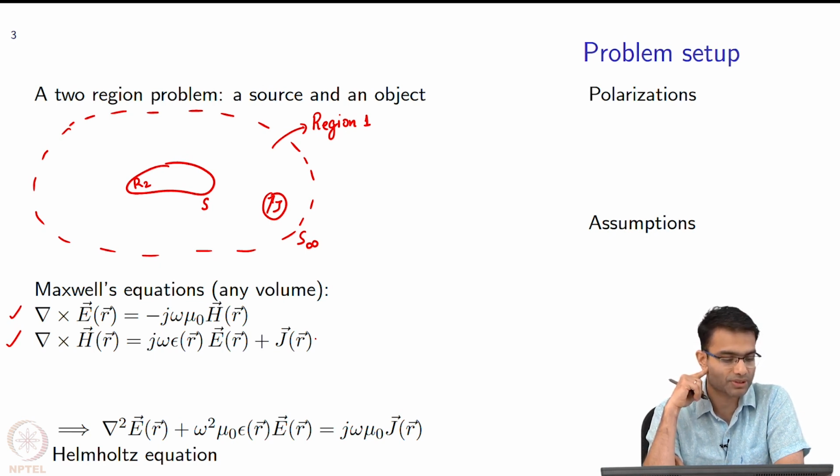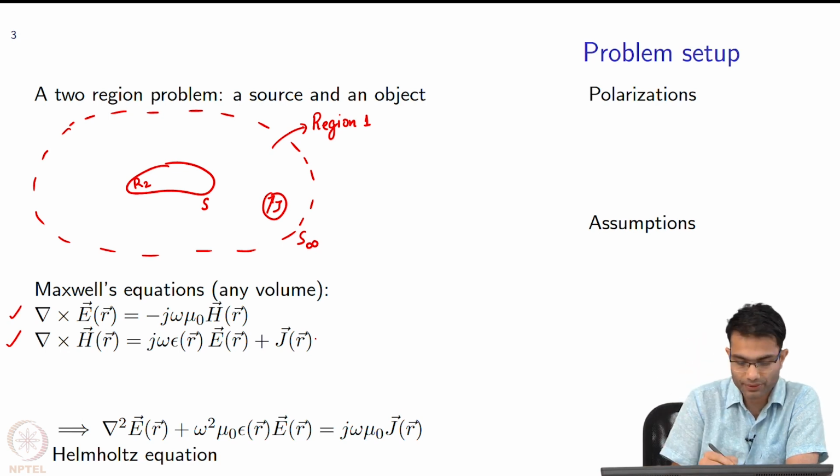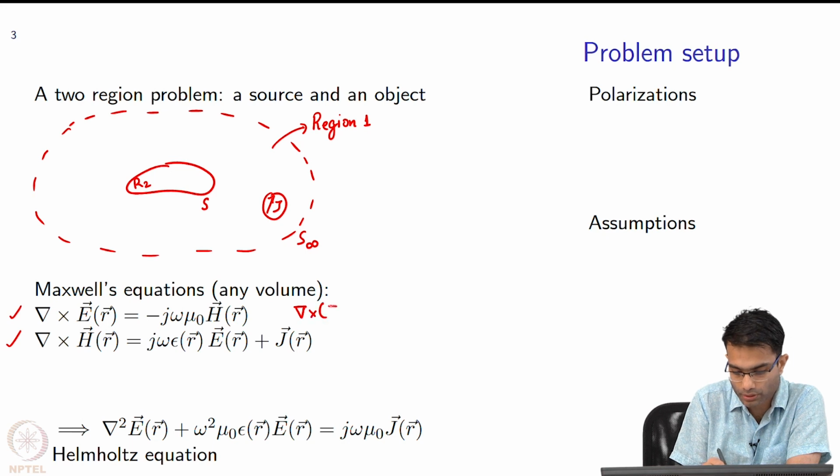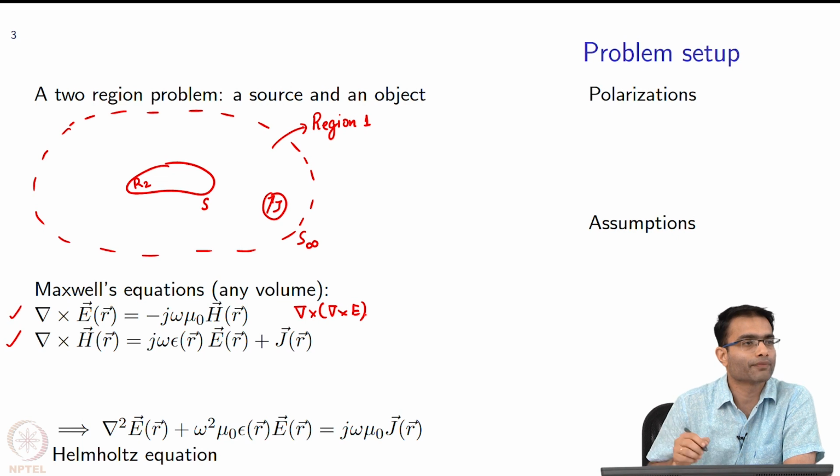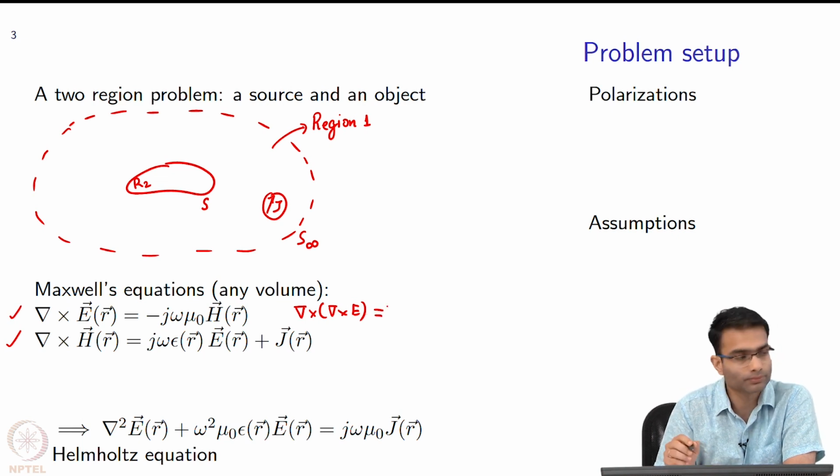Okay. So, how do you suggest I do that? Curl of the first equation. If I take a curl of the first equation, right. So, if I do del cross del cross E, we have an identity from vector calculus which tells us this is equal to del into del dot E minus del square.